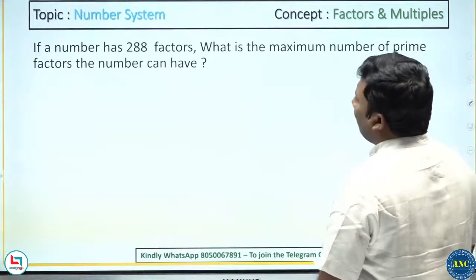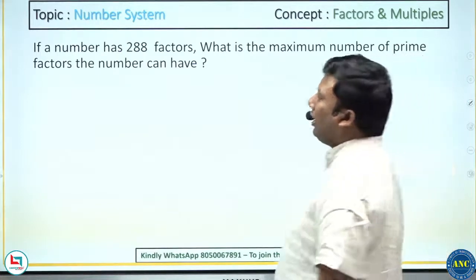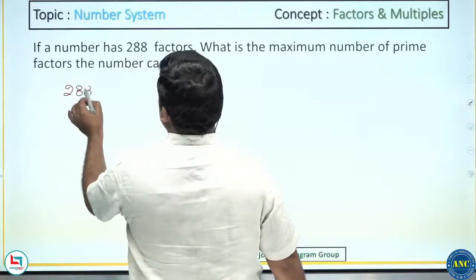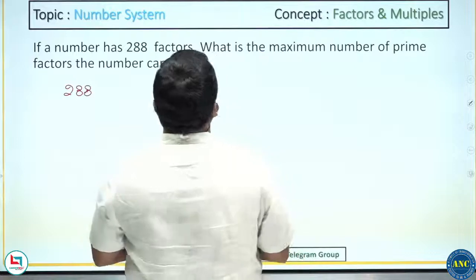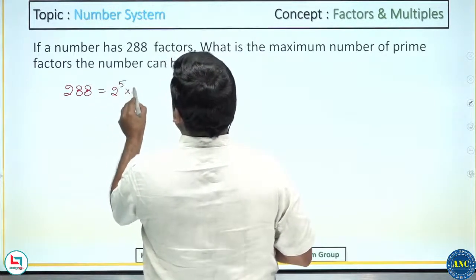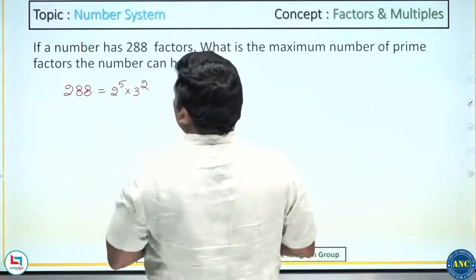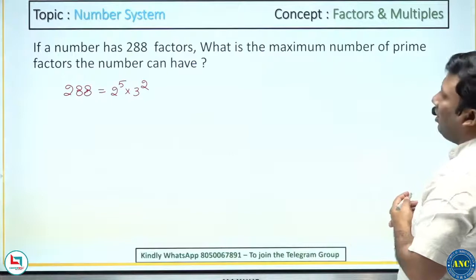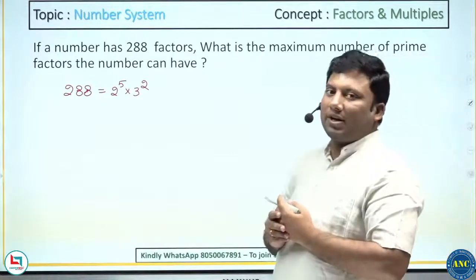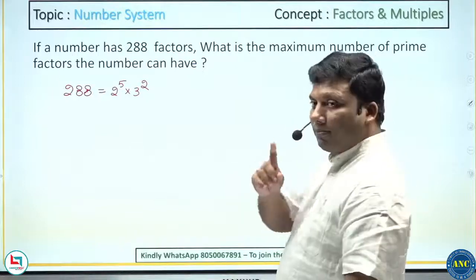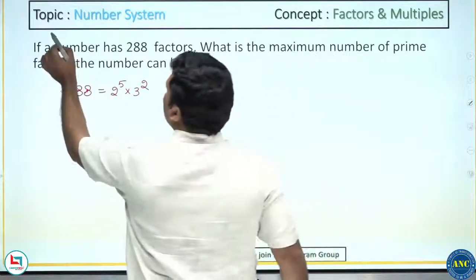Read the question. If a number has 288 factors, I did it slowly for 24, and it is the same approach you will do. 24 is 2 power 5 into 3 power 2. What is the maximum number of prime factors the number can have? Please put a star mark, sir.